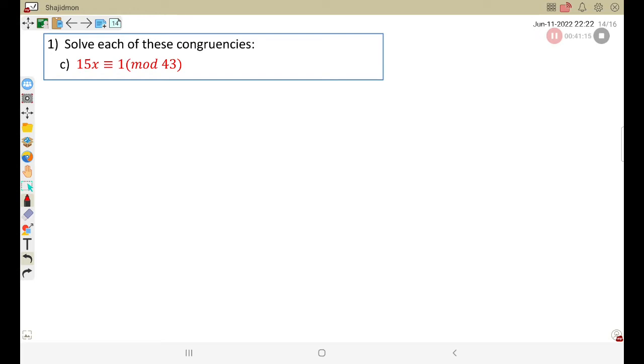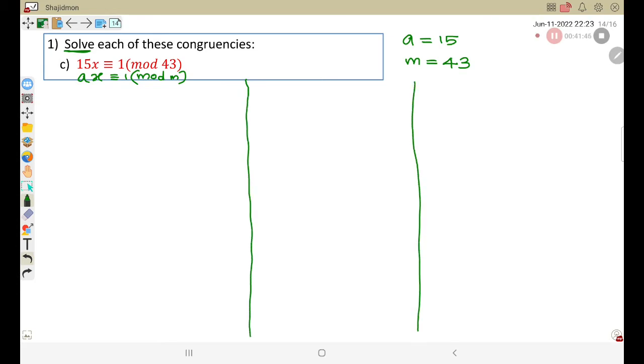So next one, 15x congruent to 1 mod 43. 15x congruent to 1 mod 43. So here we solve for the x number, correct? So Ax congruent to 1 mod M. So what is the A number? The A number is 15. What is the M number? 43. Okay. So first check whether they are relatively prime or not, whether we get GCD 1 or not.